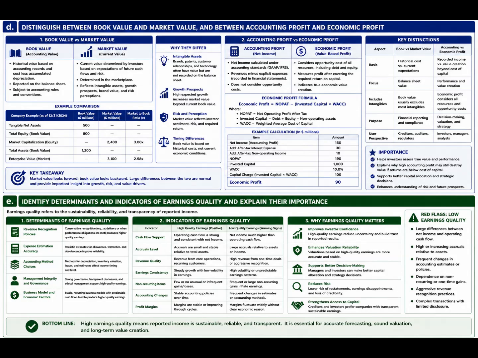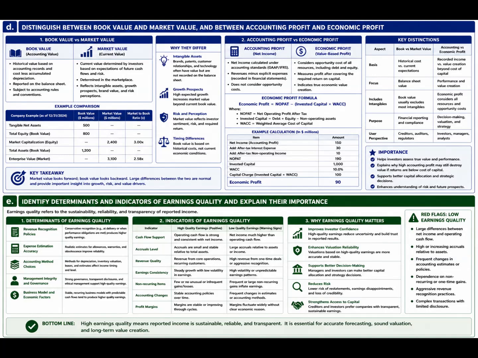D. Distinguish between book value and market value, and between accounting profit and economic profit. Book value represents the historical accounting value of assets and equity recorded on the balance sheet. Market value reflects the current value investors assign based on expectations of future cash flows and risk. Market value often differs significantly from book value. Intangible assets, growth prospects, and risk perceptions influence market value but may not appear in accounting records.